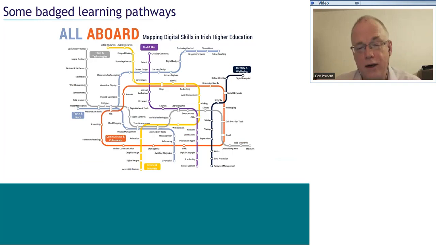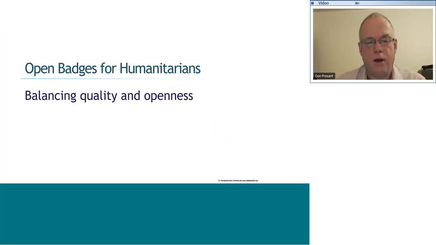Here's a very linear one, but I don't know how prescriptive it is. This is Irish higher education, and they're developing digital skills, and this is typically for faculty. I just like it because it looks like the London Underground, and so they have the different learning themes, and then you have stations along the track for lessons or competencies or learning objectives for those particular themes. So it's just a fun way of displaying what's available in a small amount of space.